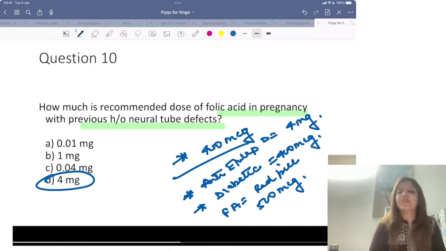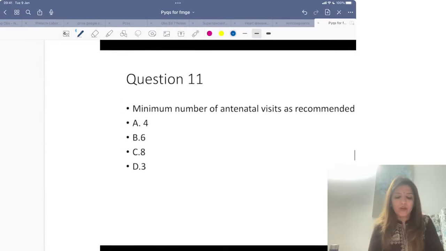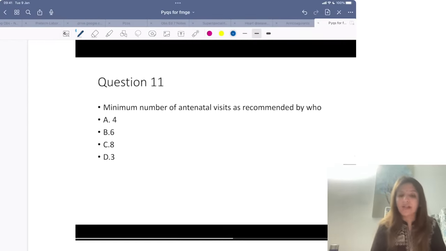And this red pill, how much iron does it have? It has 60 milligrams of iron and 500 micrograms of folic acid. Right? And it should be continued throughout pregnancy and 180 days after delivery. Clear? Okay. Next question. Minimum number of antenatal visits as recommended by WHO.